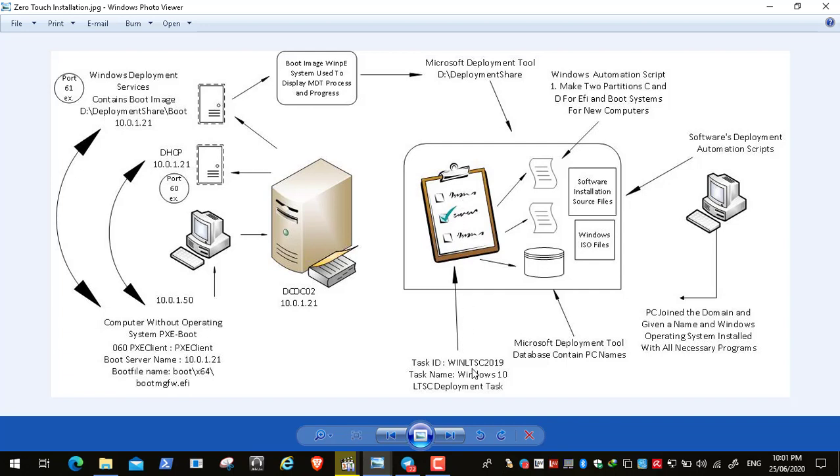So this task we have named as Windows 10 LTSC deployment task, and this is the task ID. This is something like a private ID, so the deployment toolkit can differentiate different tasks from each other. Anyway, at the end we have got our PC installed and everything is finished. This is the whole process.